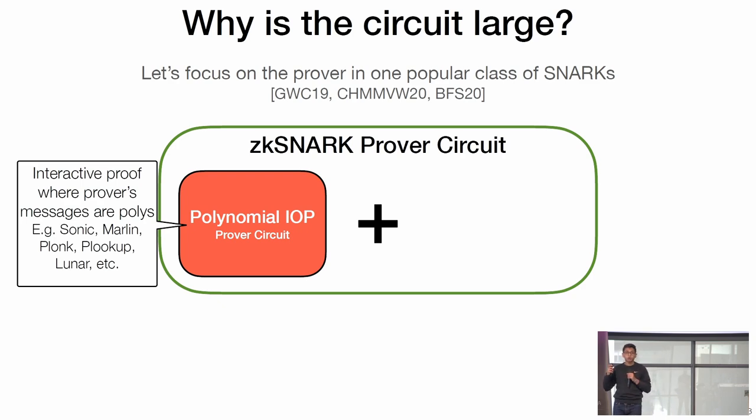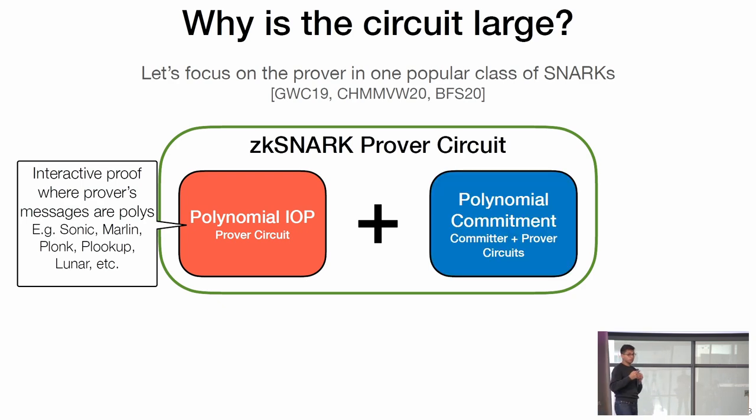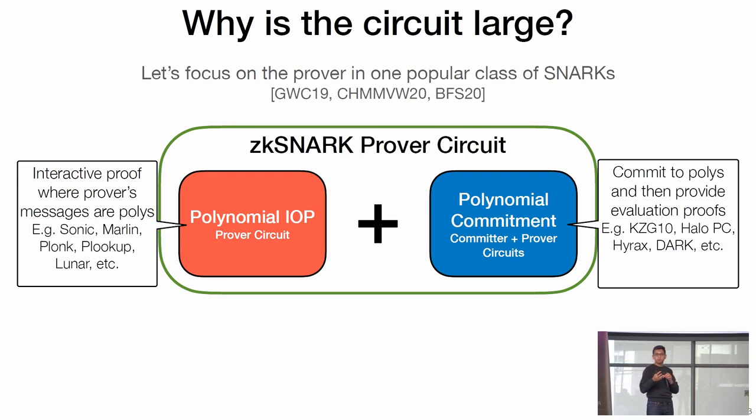And the other component is what's called a polynomial commitment scheme. So this is a primitive, Anna, I guess, had the very useful descriptions. But basically, it allows you to commit to a polynomial and then later prove that the evaluation of that polynomial at some point is correct, is the claimed evaluation. Okay? And again, we have many instantiations of these, such as the KZG10 one, things based on inner product arguments, Dark, Hyrax, a bunch of things, okay? Even FRI. Right? So the zkSNARK prover circuit consists of sub-circuits for both of these components, and both of these are fairly heavy cryptographic objects, right?